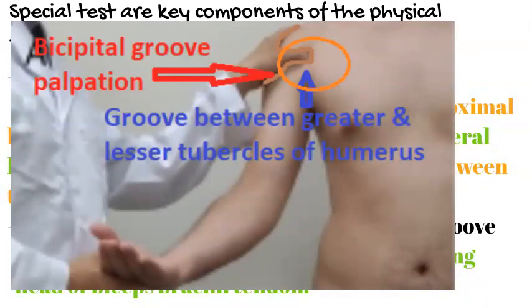This picture illustrates the bicipital groove palpation. Try to palpate the groove between the greater and lesser tubercles of the humerus. The test is positive when there is tenderness during palpation.